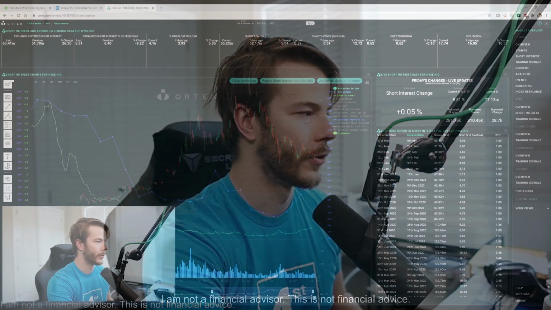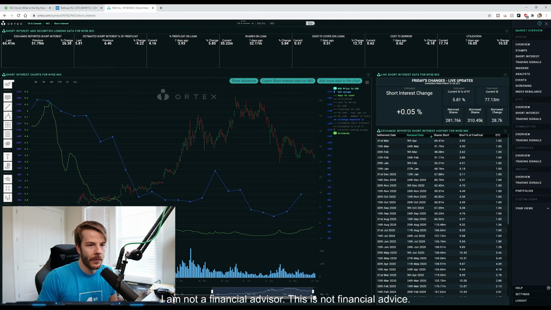So let's go ahead over here and cover the short interest right now on NIO. Overall, the short interest for NIO went up 0.05% on Friday. The short interest only sits at 5.81%. So it is not a heavily shorted stock like AMC or GameStop or a lot of the other, I don't want to call them meme stocks, but those kinds of stocks. The current short interest right now is 77.13 million shares. The utilization is sitting at about 17.74%.